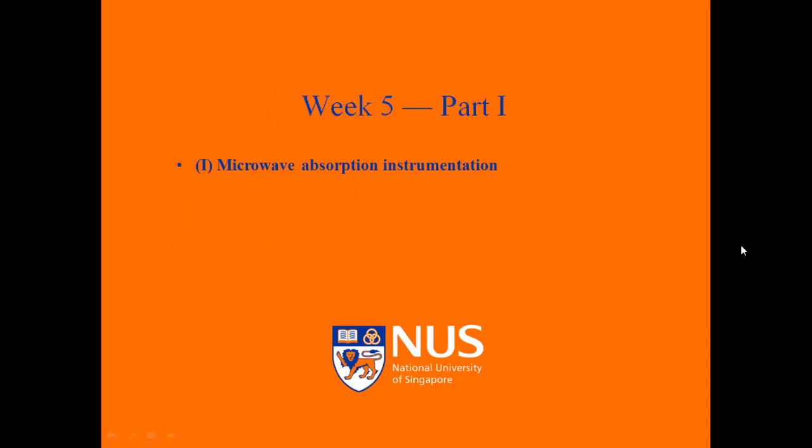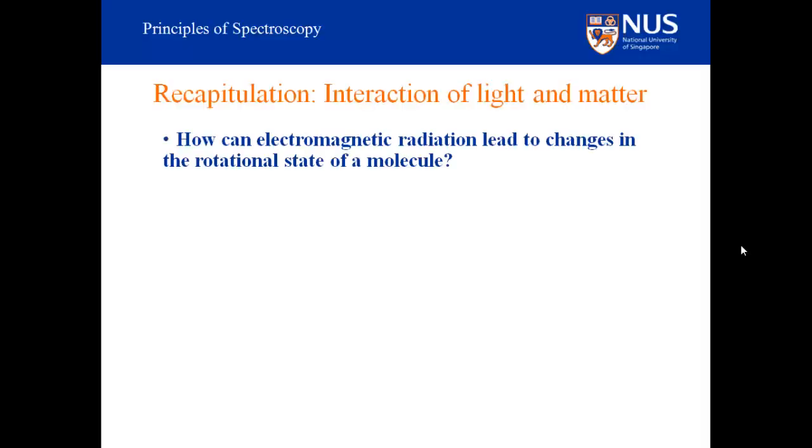In part 1, we will look at the instrumentation involved and some of the observations that we will need to explain. However, before we look at the instrumentation and the observations though, you may have asked yourself, why should electromagnetic radiation affect the rotation of a molecule? Now, to be fair, the answer lies in some fairly esoteric quantum calculations, but we can appreciate it using classical physics.